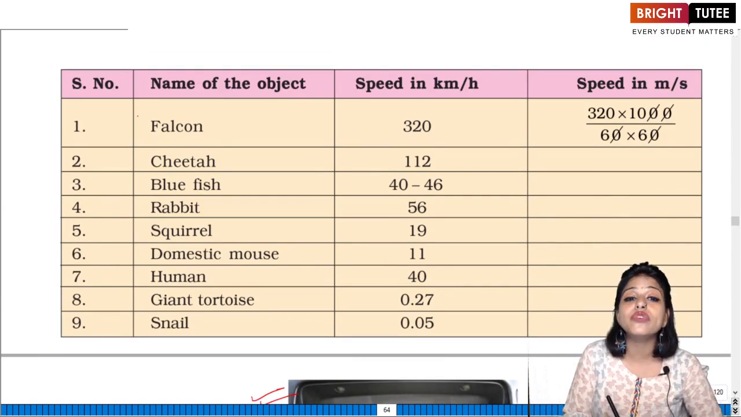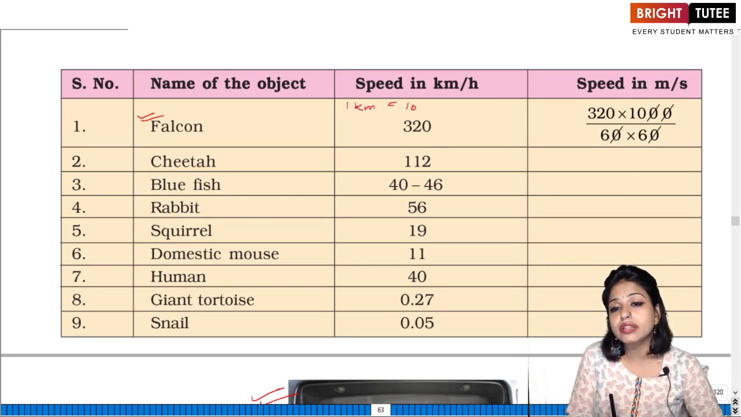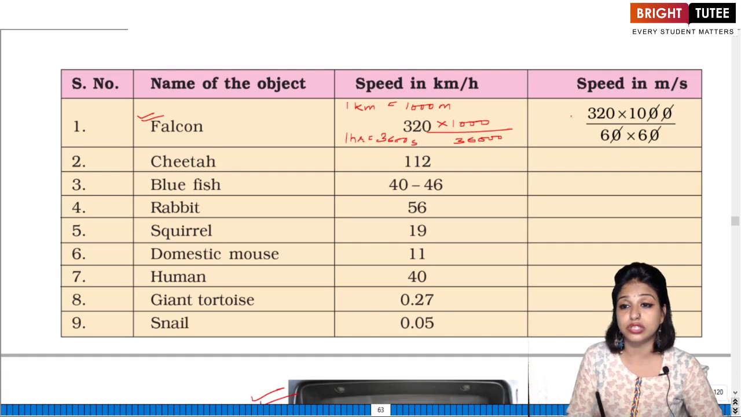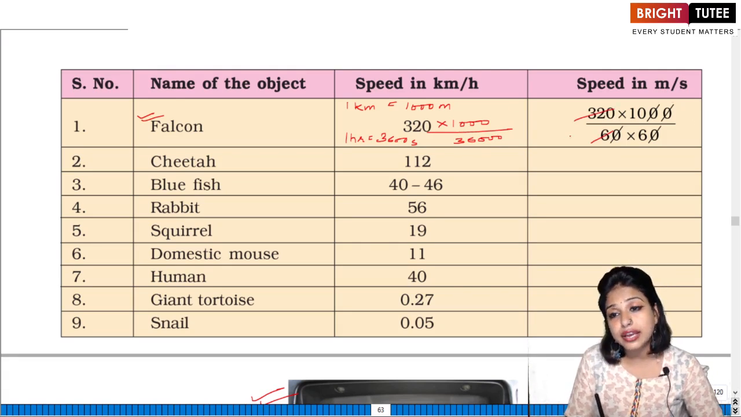A falcon is very, very fast in kilometer per hour. How to convert it to meter per second, students? There is a very simple technique. 1 kilometer is equal to 1000 meters, so I have to first multiply by 1000. Then 1 hour is equal to 3600 seconds, so I have to further divide by 3600.